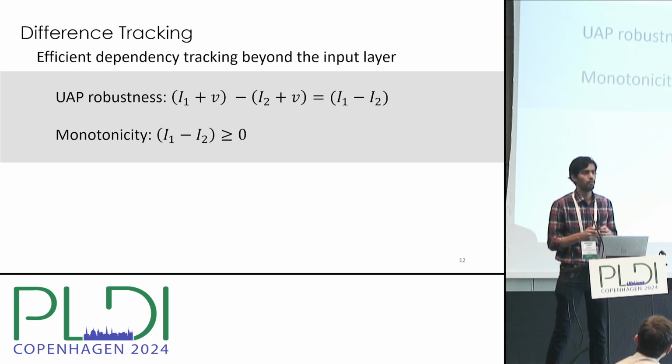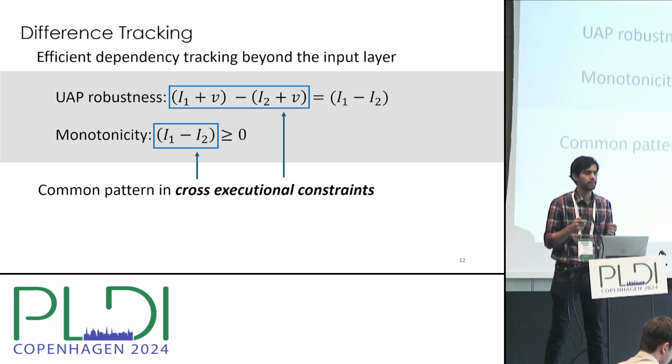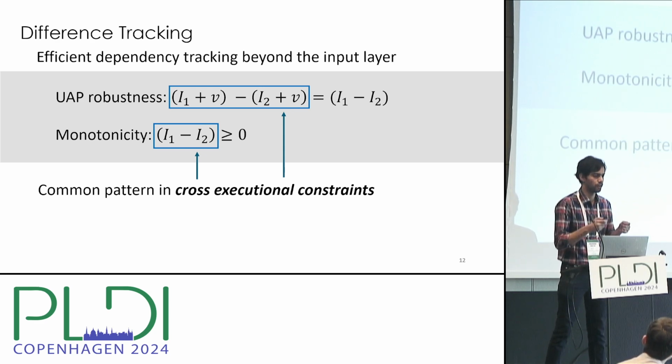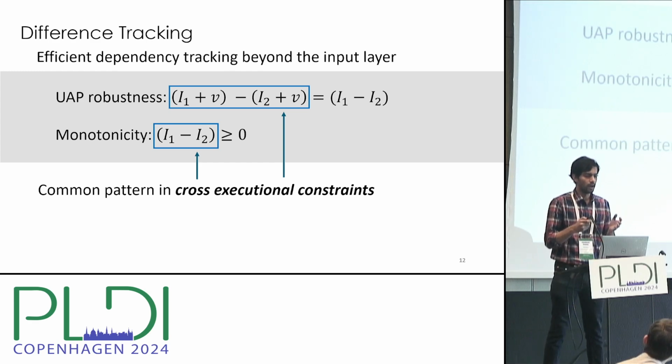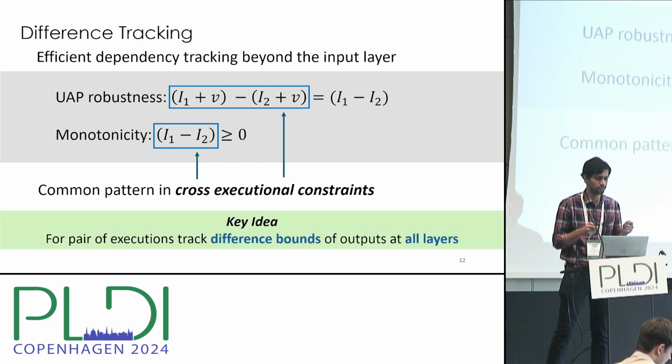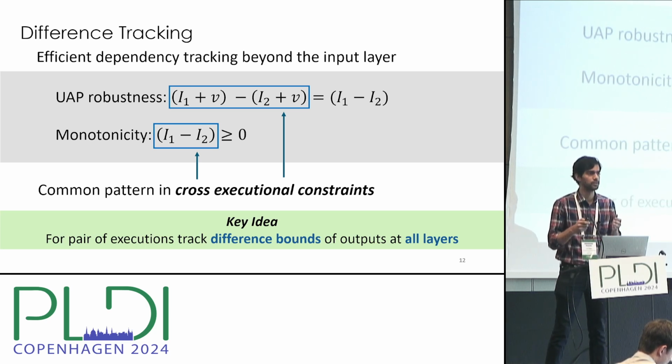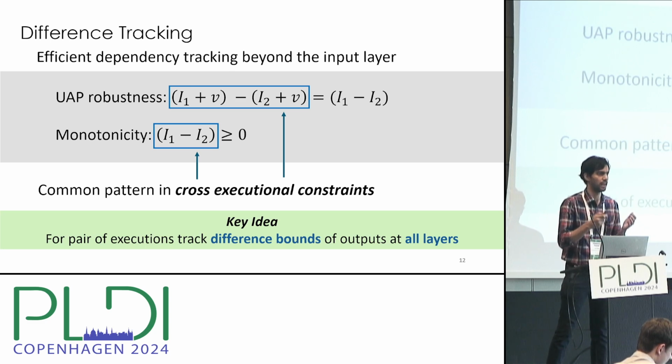So, what is the major challenge here? In this case, we want to track cross executional dependencies not only at the input layer, but at the subsequent layers as well. Now, the question is how to do that. What we observe is that the cross executional constraints from popular relational properties share a common pattern. If you look at the slides, we can see that the difference between any pair of inputs is bounded, and we exploit this fact and track the difference between the outputs coming from different executions at all layers.